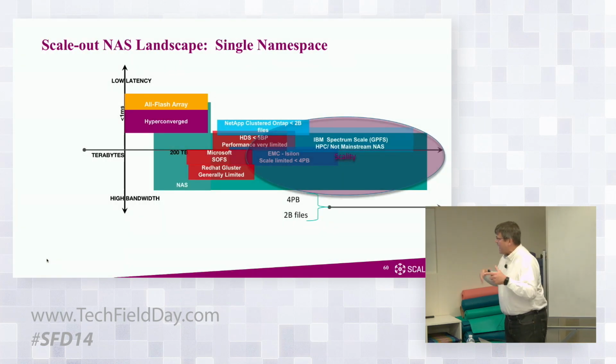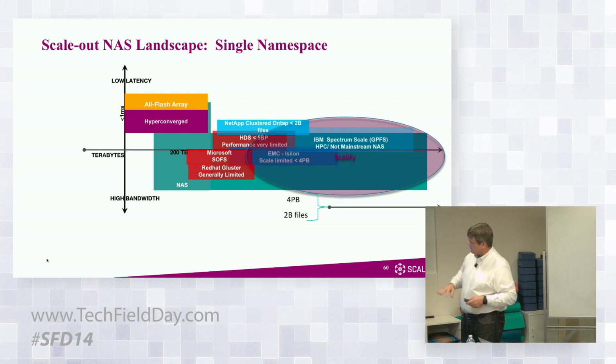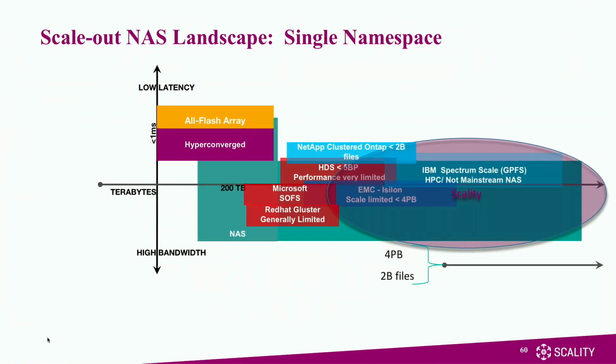If you look at how we play in the industry, I don't want to make a big deal of this, but we would say this is the low latency, the hyperconverged and the all-flash, very low latency, relatively small. Below the axis, the very high bandwidth systems. A lot of systems out here.